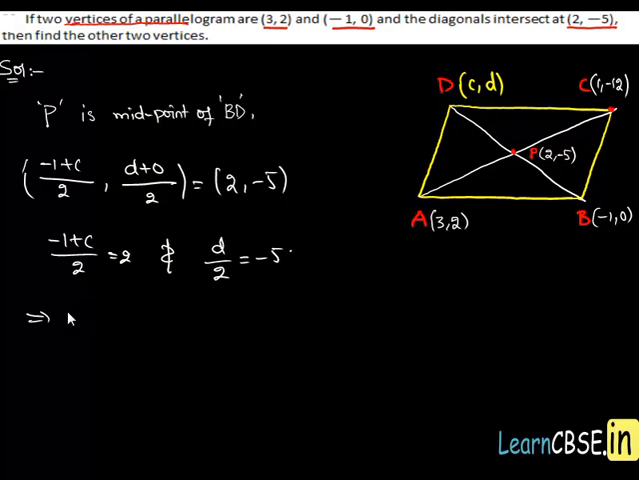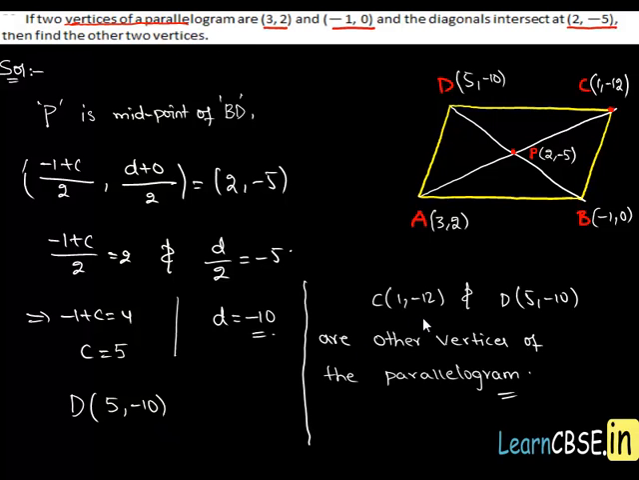By transposing 2 to the right hand side, we have -1 plus c is equal to 4, and by transposing -1, we have c is 4 plus 1, which is 5. Similarly, the value of d is 2 times -5, which is -10. Therefore, the coordinates of vertex D are (c, d), which is (5, -10). Therefore, C (1, -12) and D (5, -10) are the other two vertices of the parallelogram. This completes our solution. Let us move to the next question.